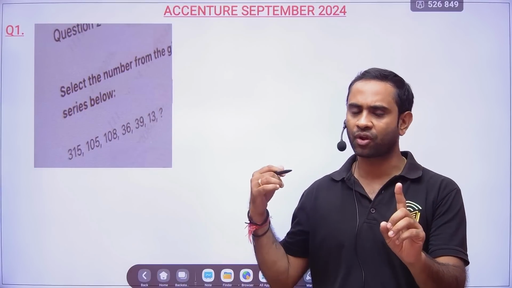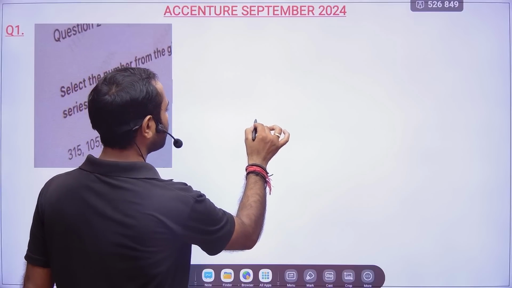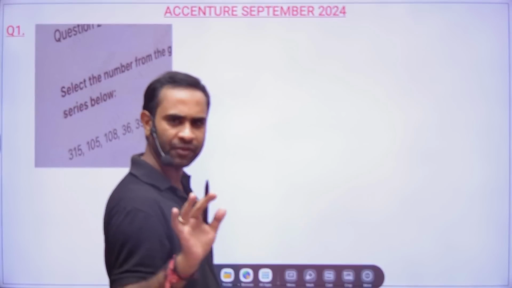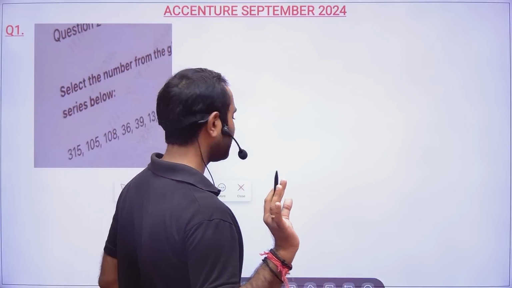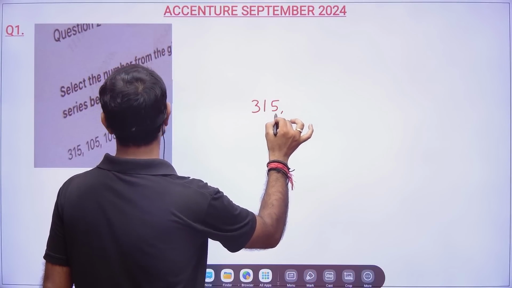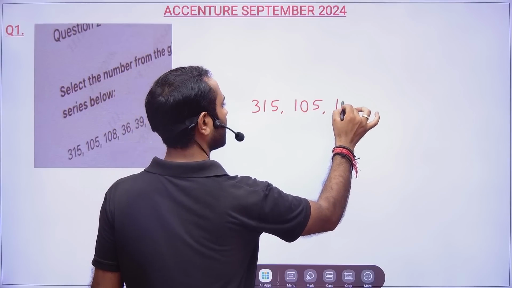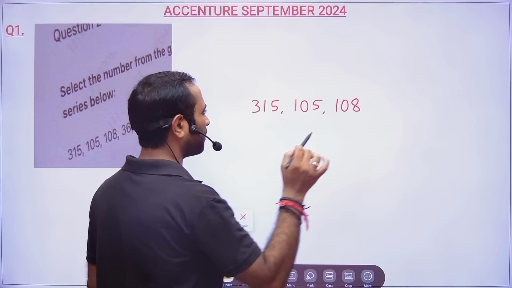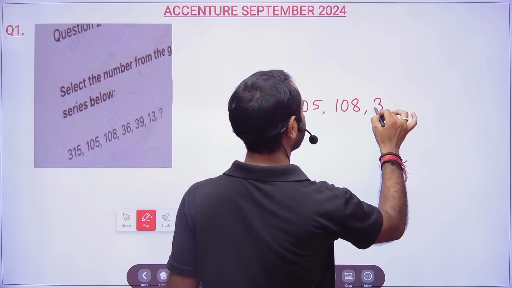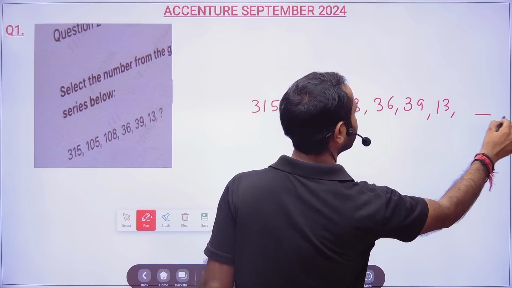Before you watch the solution, please try to solve it by yourself. Here we have 315. Friends, we have not got the options, so I am not able to put the options here. Actually the option was blur. So 315, then 105, then 108, 36, then 39, then 13, and then what?